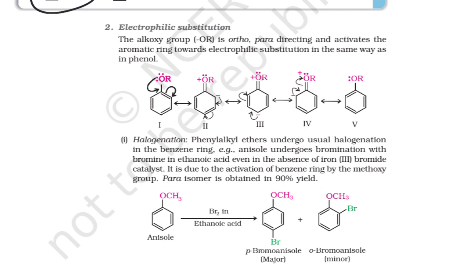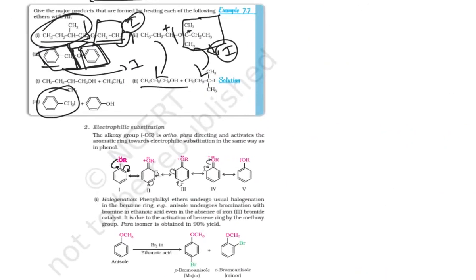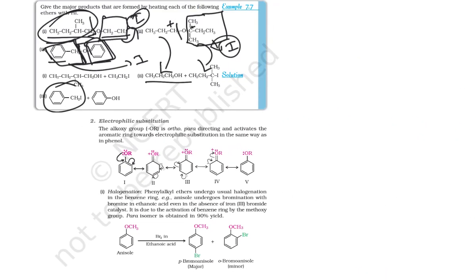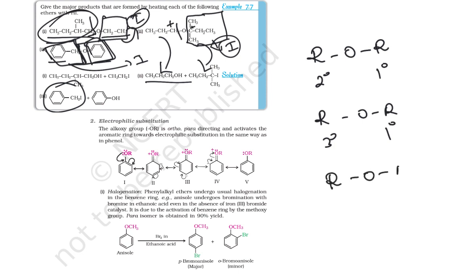Before moving to the electrophilic substitution reaction, I want to explain in a detailed way the cleavage of the C-O bond in ether in the presence of hydrogen halide. Look here. Let's take the example of two alkyl groups. This is secondary, this is primary. Let's take one more example. This is tertiary, this is primary alkyl. Let's take one more example, where one alkyl is there and one aryl is there.